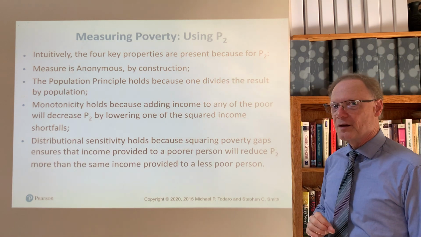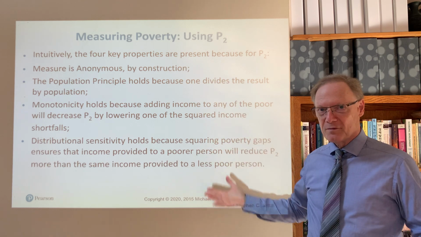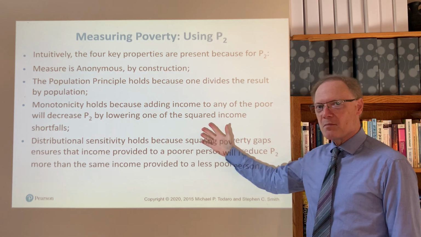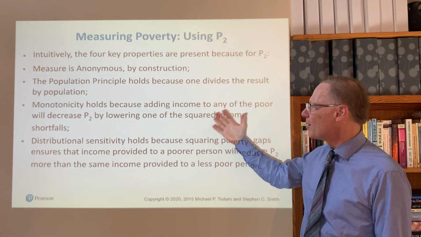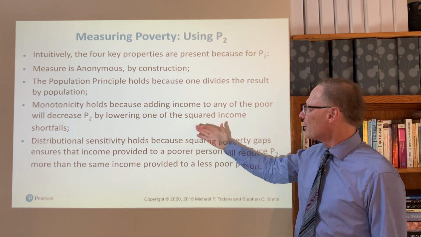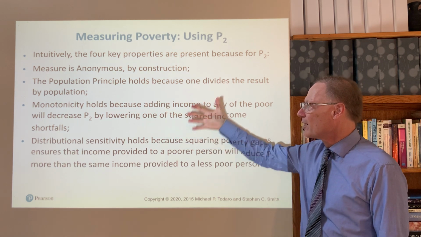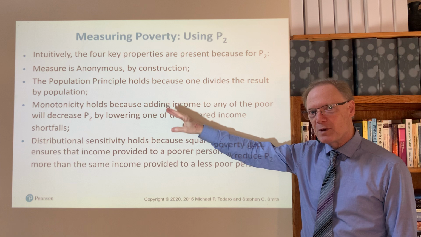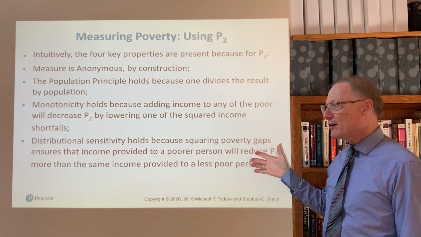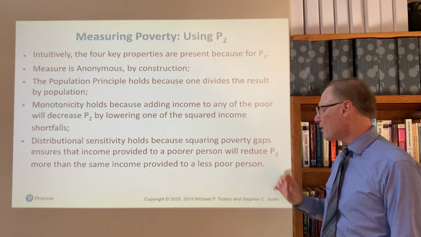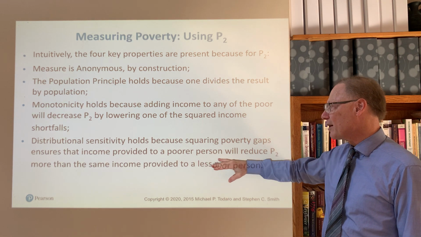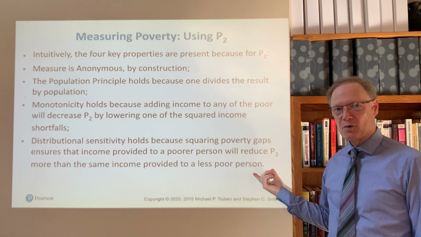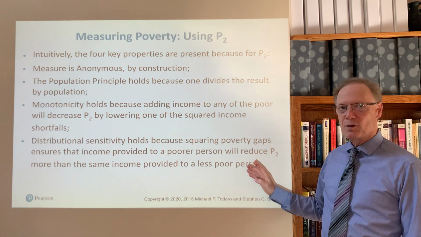So intuitively, 4 key properties are present with P2. It's anonymous, there's nowhere to put individual names. Population principle, because you're dividing by the population. Monotonicity, because if you add income, otherwise holding everything else the same, to any of the poor people, it's going to lower P2 because it lowers one of these squared income shortfalls that we just looked at with the numerical example. And then finally, distributional sensitivity holds because squaring poverty gaps ensures that income provided to a poorer person will reduce P2 more than the same amount of income provided to a less poor person. And so, on that, we'll conclude this episode.